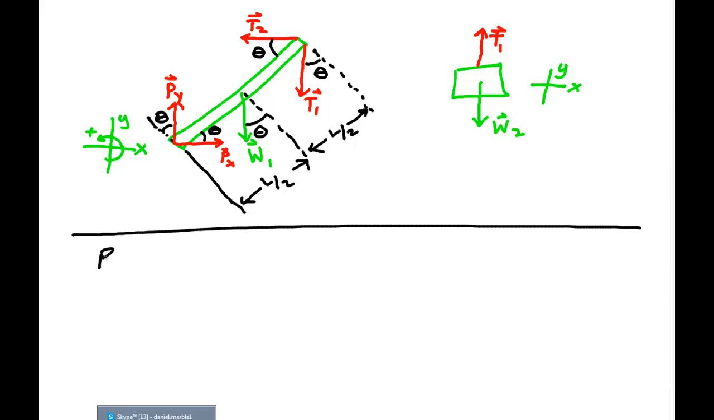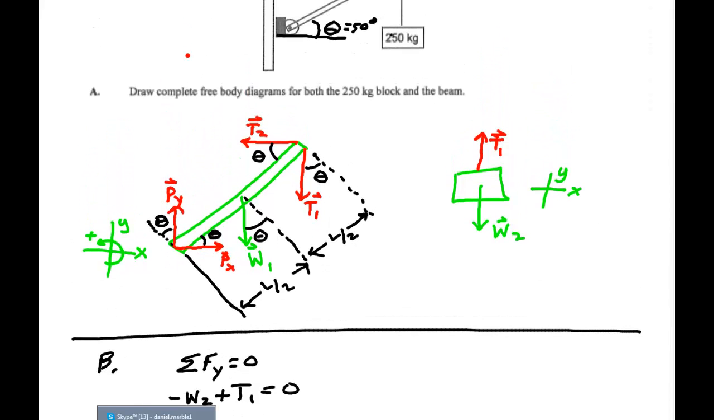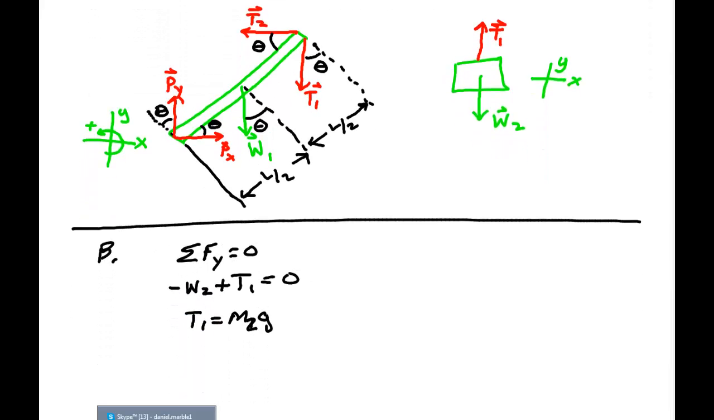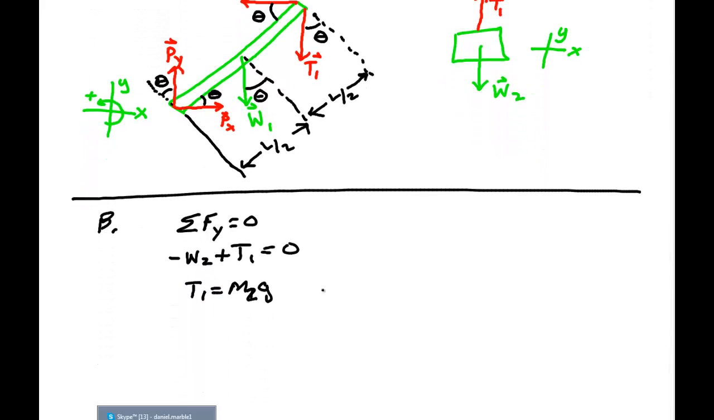So part B. On this free body diagram over here, the sum of the forces in Y is 0. And those forces are minus W2 plus T1. Reading this diagram, that tells me that T1 is M2G. Now I can go back and find the mass of that block. In fact, I was told it. The mass of that block is 250 kilograms. So 250 kilograms times 9.8 will give me the tension in this string.